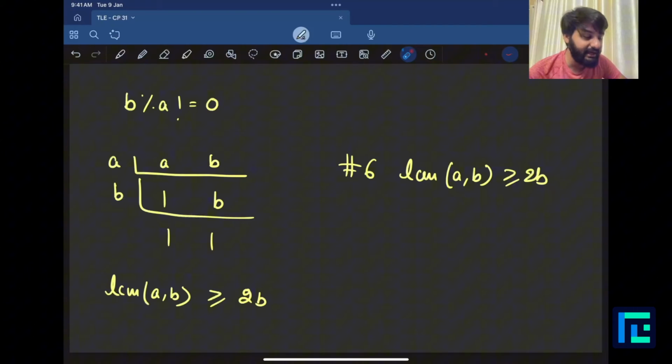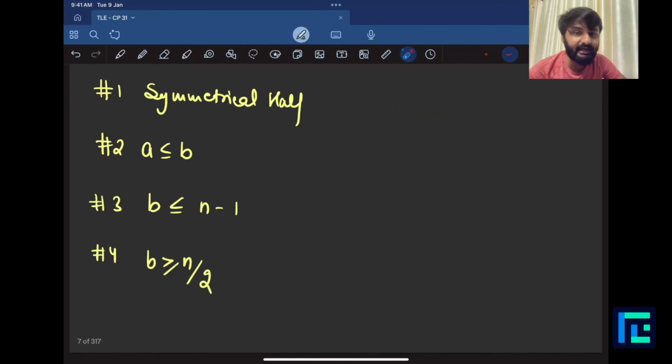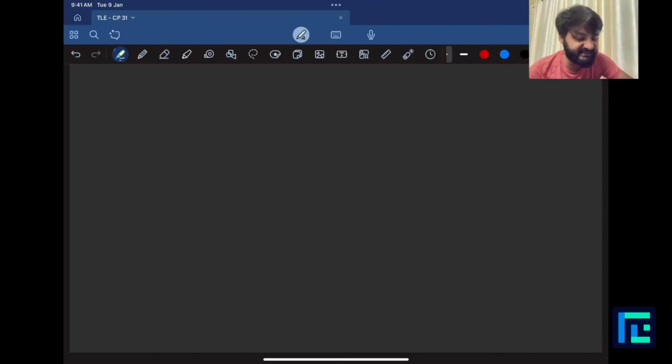So from here, I've actually deduced a very important point, that on top of these conditions, I would also prefer that B mod A is equal to 0. I hope all of this is clear. Now, one more thing. What is n exactly? N is A plus B.